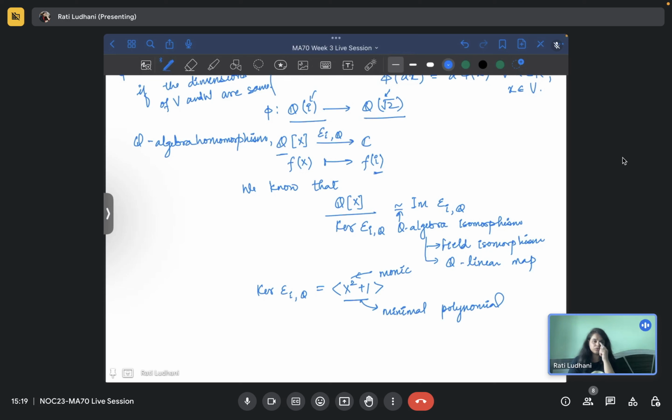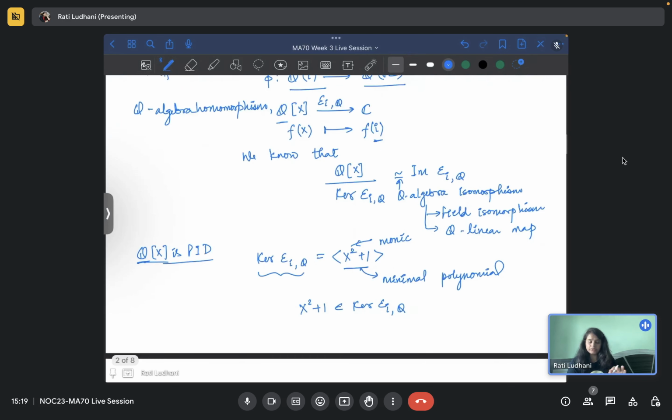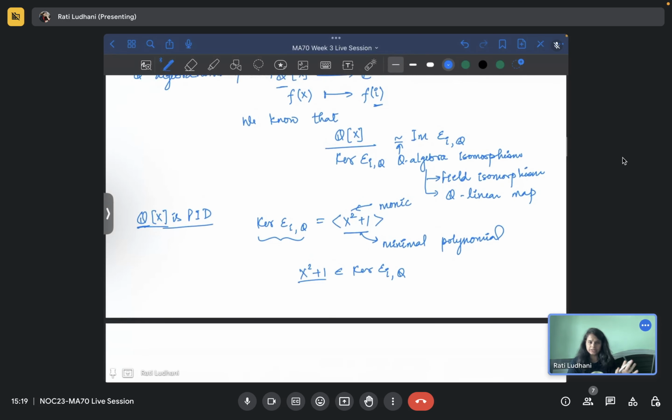Okay, so you know that QX is a PID, principal ideal domain, because Q is a field. So any ideal will be generated by a single element. First thing. Now we need to find that element if we can. Okay, so I picked x square plus 1 because I know this belongs to the kernel for sure. Now firstly this is monic, so that condition is satisfied, but let's ignore for now.